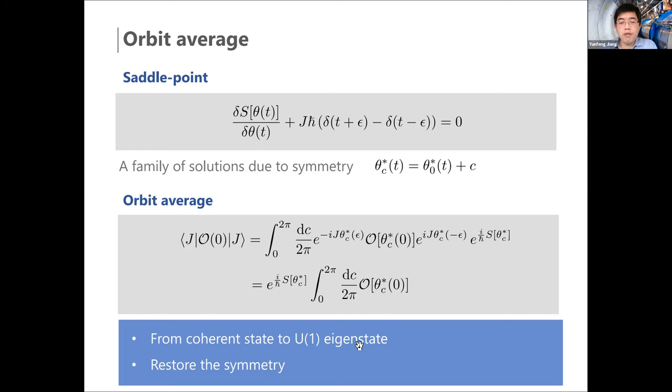In the paper of Bain, Yannick and Vershinsky, they already pointed out that taking this average actually has the effect of converting a coherent state into an eigenstate, which is actually the thing we're interested in. Also, taking this average physically restores the symmetry that we have for this theory, because if we pick a specific C, it will break the U(1) symmetry we start with. So we need to take this average.